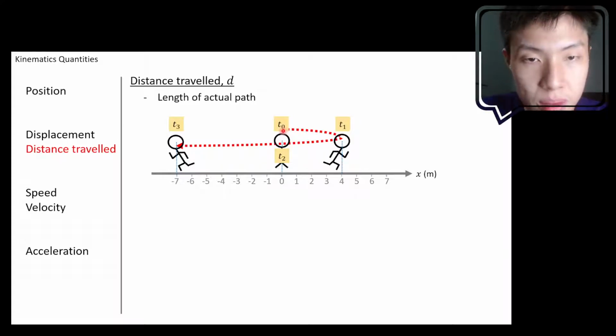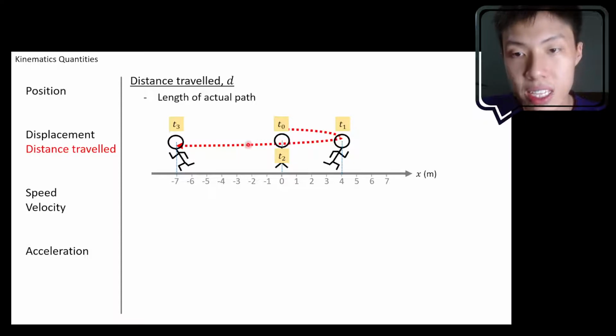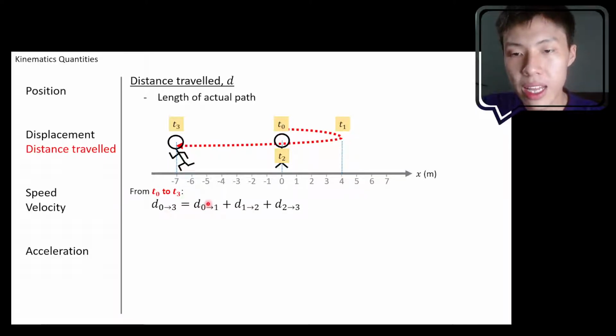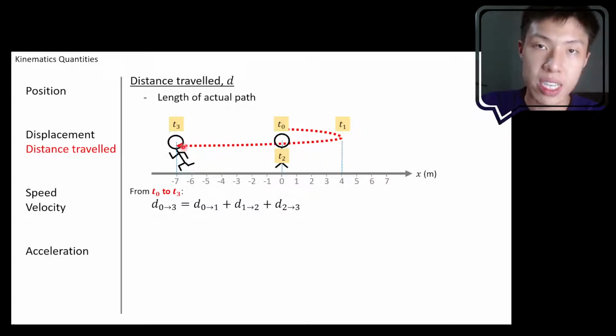So we need to add up this portion of the length, this portion of the length, and this portion of the length. Okay, so if we do it from t0 to t3, what we do is we add up the first portion of the journey from the origin to x equals 4, the second portion of the journey from x equals 4 back to origin, and the third portion of the journey from the origin to x equals -7.